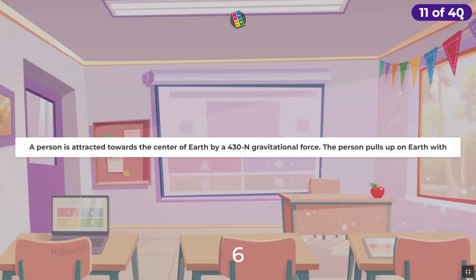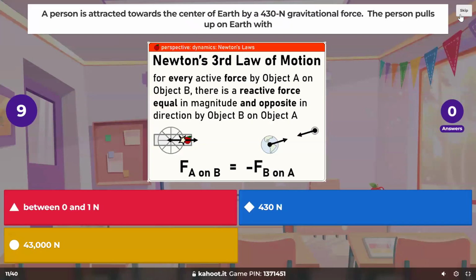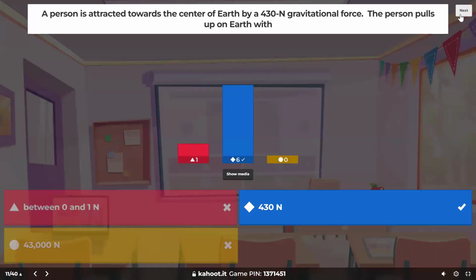A person is attracted toward the center of the Earth with 430 newtons of gravitational force. The person pulls up on the Earth with 430 newtons. So equal and opposite. You're pulling up on the Earth as much as the Earth is pulling down on you.